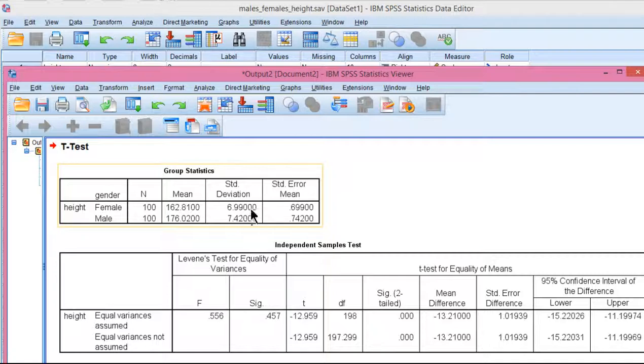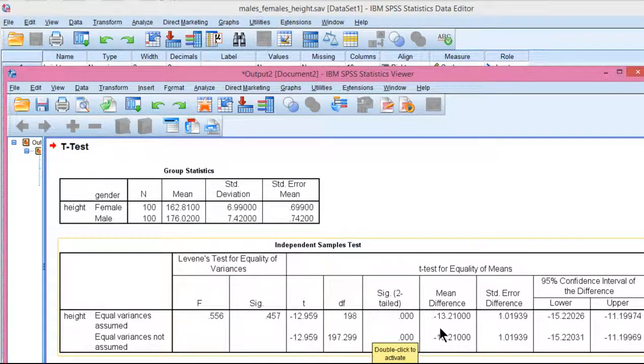The amount of variability in female and male height is not statistically significantly different, with Levene's F of 0.556 and a p-value of 0.457. So I'm going to follow this equal variance assumed row for the results, and I've got a t-value of negative 12.959. I said the t-value should be positive, but it turns out negative because female is lower than male. So a negative 12.959 with degrees of freedom of 198. And we can see the p-value is less than 0.001.